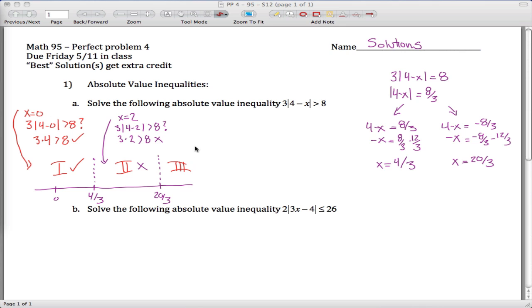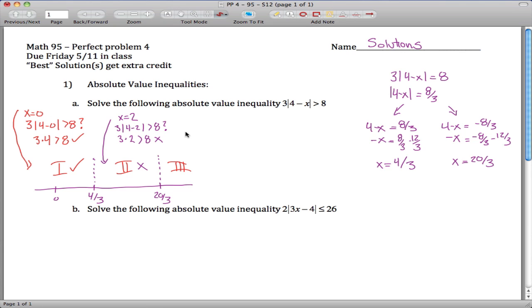And finally, our third region out here, numbers bigger than 20/3. Just to find a round number in there. Let's see, this is a little bit less than 7. Maybe I'll choose x as 10 to get a nice round number. So I get 3 times the absolute value of 4 minus 10, is that greater than 8? Well, let's see, the absolute value of 4 minus 10 is the absolute value of negative 6, which is 6. And sure enough, 18 is greater than 8. So these do work.